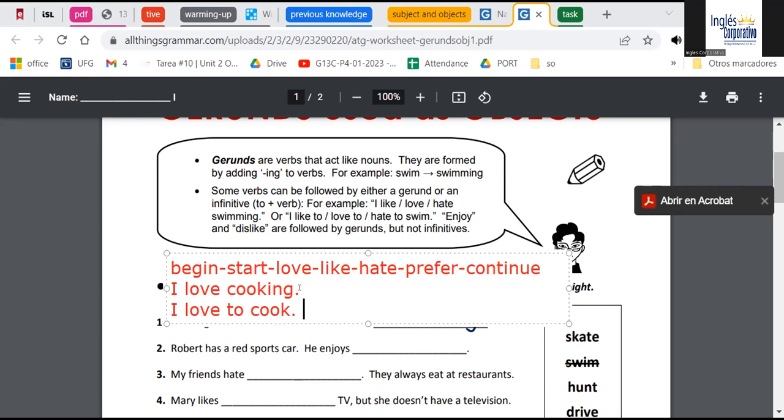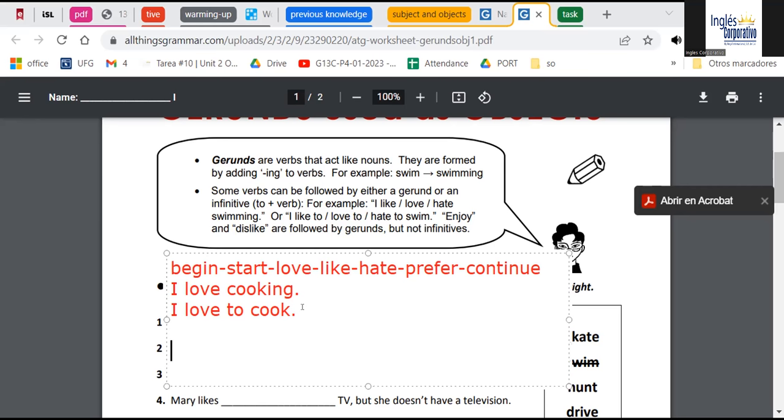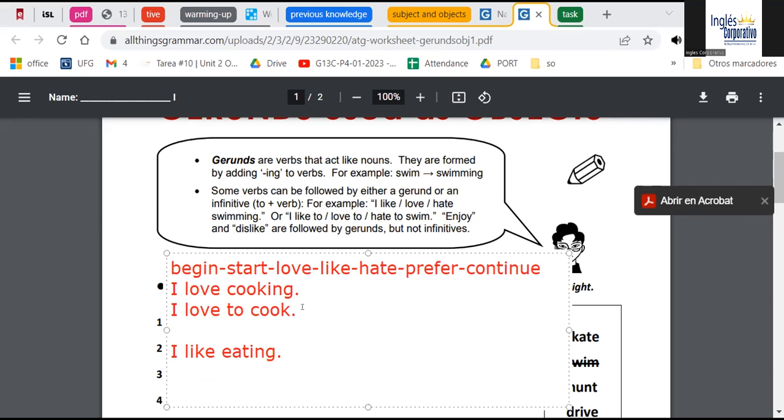Okay. I love cooking. I love to cook. They can be either followed by a gerund or an infinitive. So this is possible. And the meaning is the same. So the meaning is the same. So now let's look at one example. Okay. I like eating. What activity? Eating. Okay. I like eating chocolates in the morning.